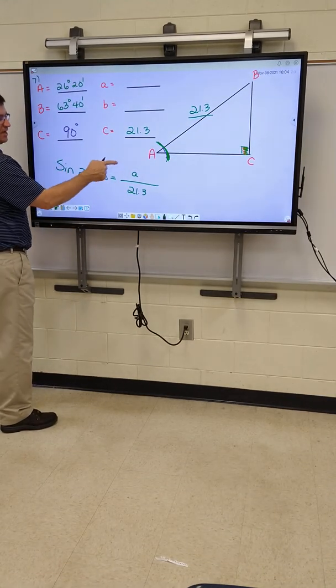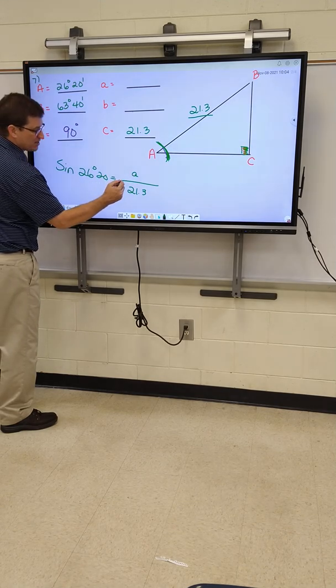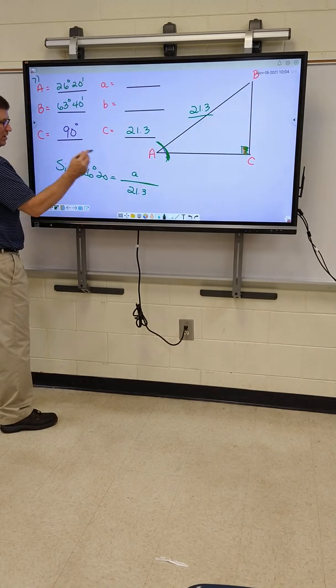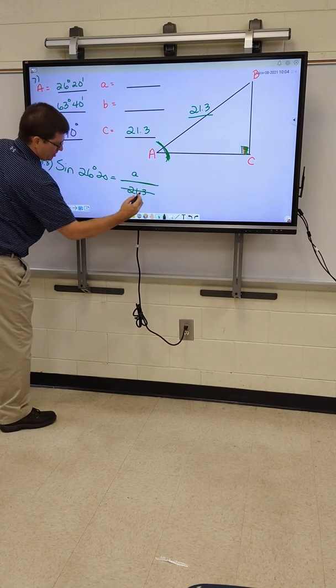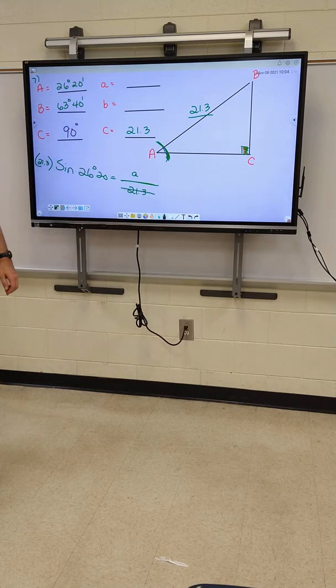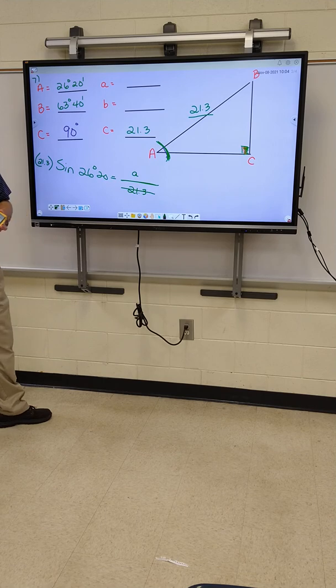So watch, when the a is on the top, instead of dividing by 21.3, I move it over and I times by 21.3. Type that in your calculator. That will give you the answer. 21.3 times sine of 26 degrees and 20 minutes. I got 9.4.